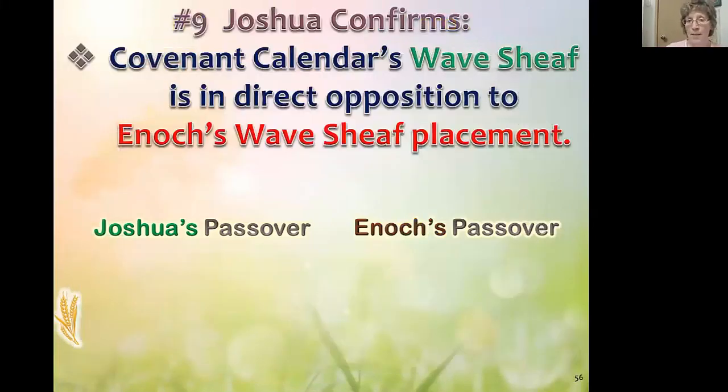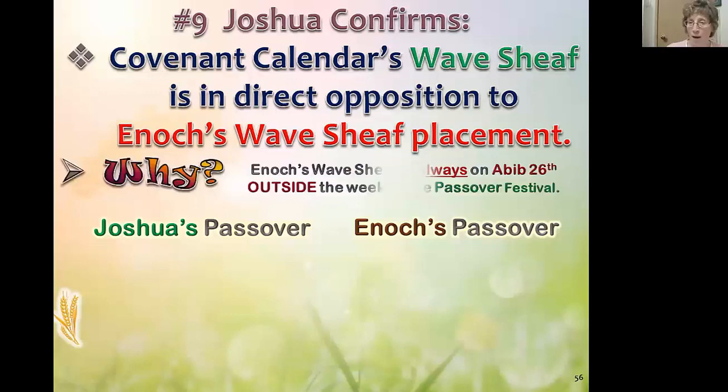Joshua confirms that Covenant Calendar's Wave Sheaf is in direct opposition to Enoch's Wave Sheaf placement. And the question is why? Well, because Enoch's Wave Sheaf is always on Abib 26, outside the week of the Passover festival. So this is a really big problem.